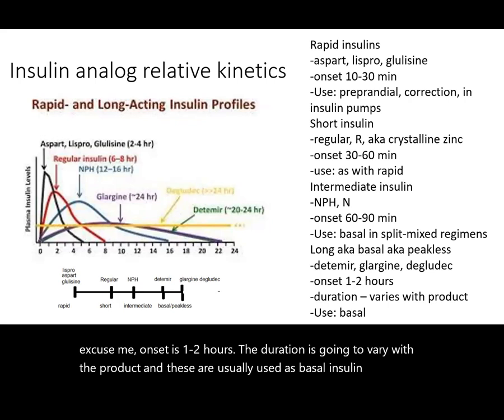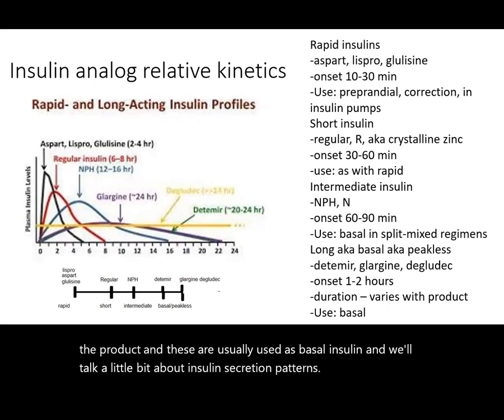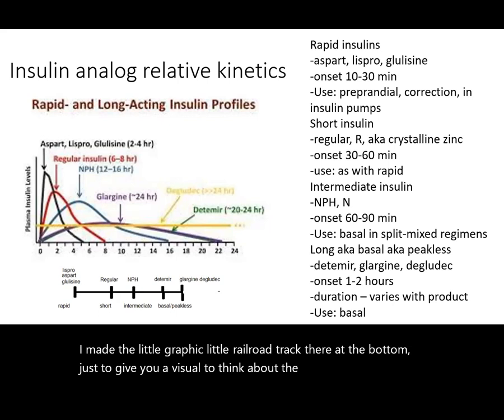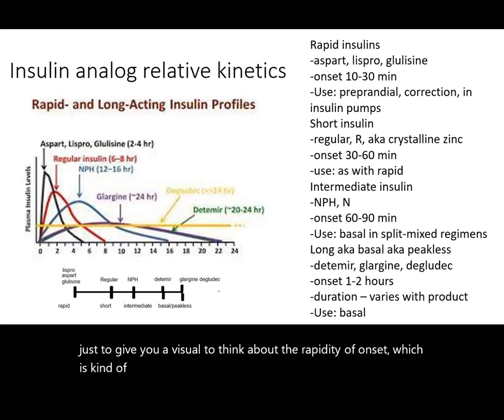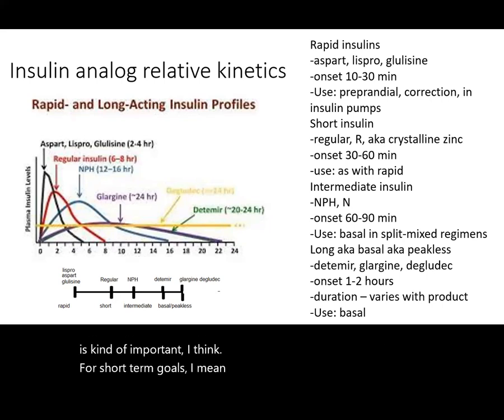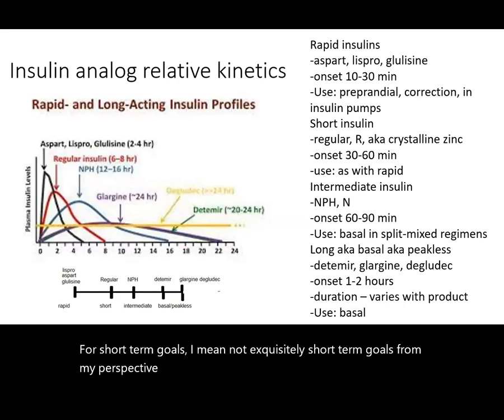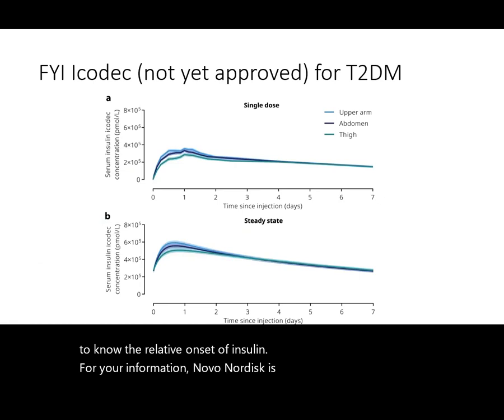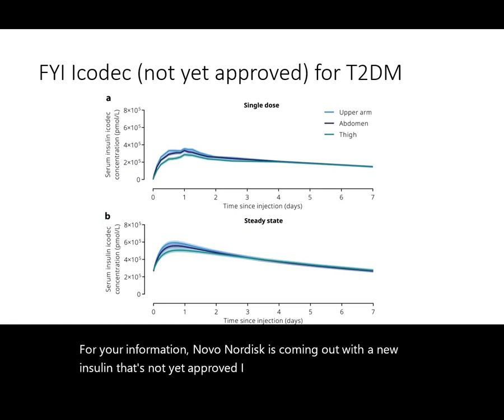We'll talk a little bit about insulin secretion patterns. I made the little graphic, the little railroad track there at the bottom, just to give you a visual to think about the rapidity of onset, which is important for short-term goals. Not exquisitely short-term goals from my perspective, but I think level one, step one, you probably need to know the relative onset of insulins. For your information, Novo Nordisk is coming out with a new insulin that's not yet approved. Icodec for type 2 is going to be a once-a-week injection.